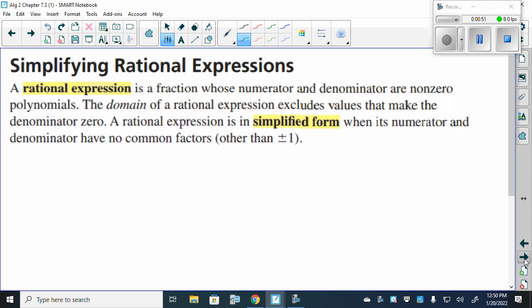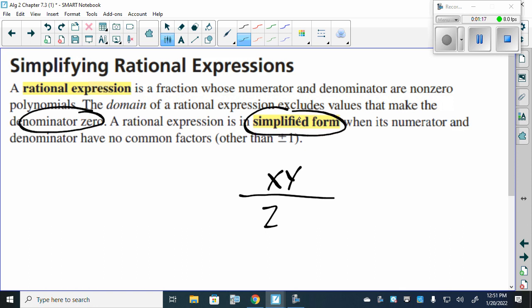A rational expression is a fraction whose numerator and denominator are non-zero polynomial functions. What that means is that we're going to have a fraction with variables in the numerator and the denominator, and the denominator cannot be 0. The bottom of the fraction cannot be 0. We consider it simplified if there are no common factors on top and bottom.